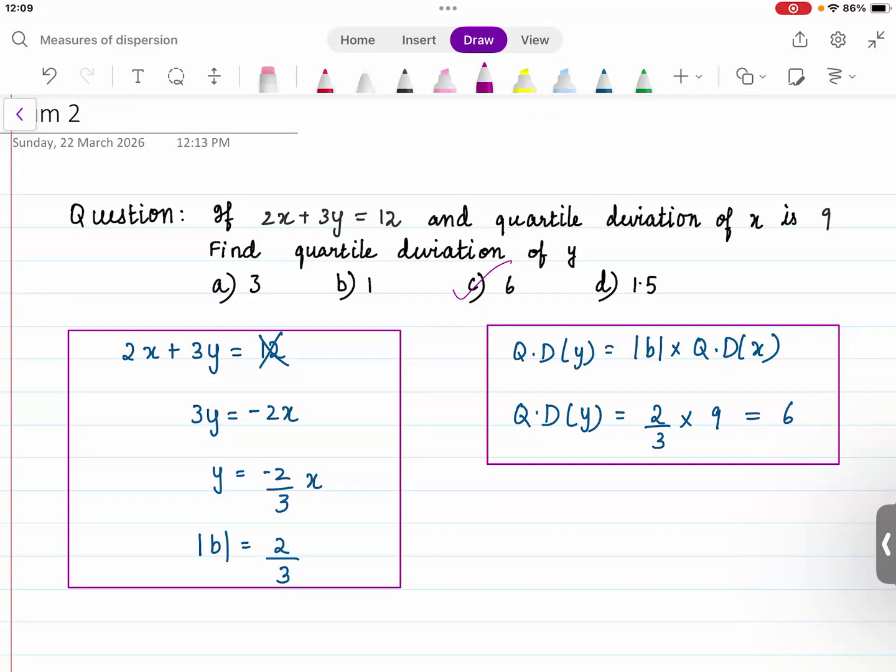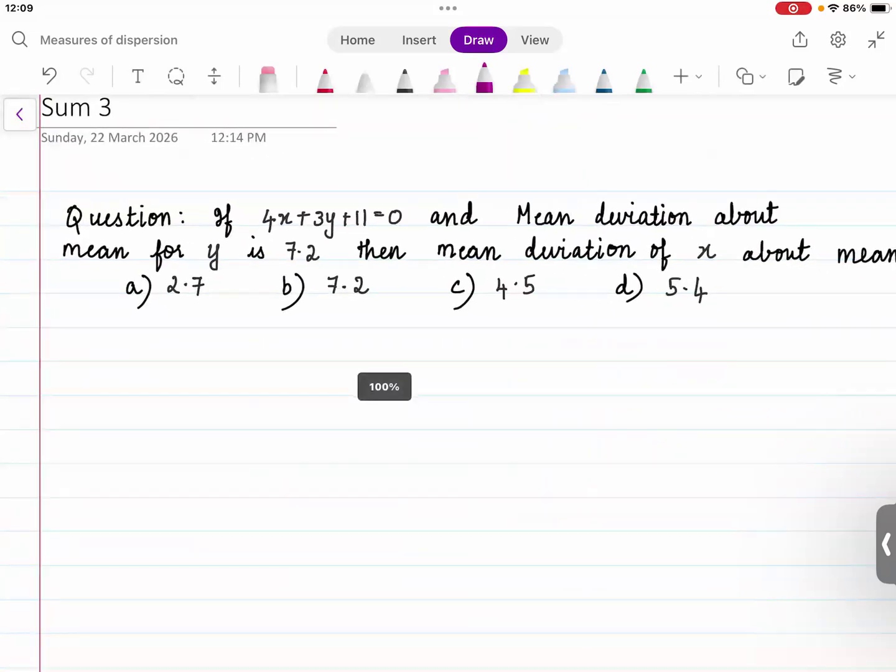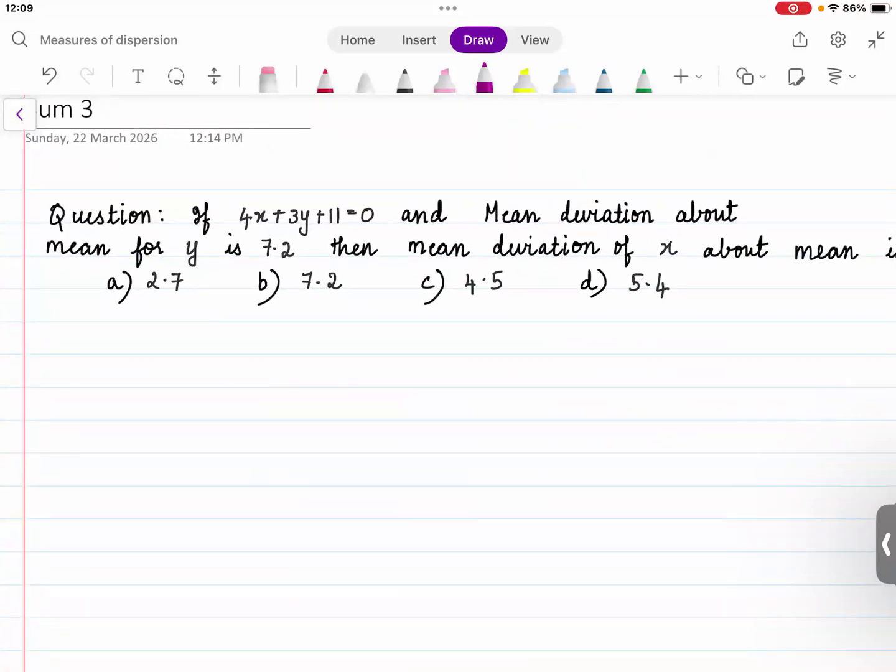Let us solve the next question. Next question also same type. They've given an equation and they've given mean deviation of y. They're asking us to find mean deviation of x. So let us write the equation. 4x plus 3y plus 11 is equal to 0. Ignore the constant, write y in terms of x. 3y is equal to minus 4x.